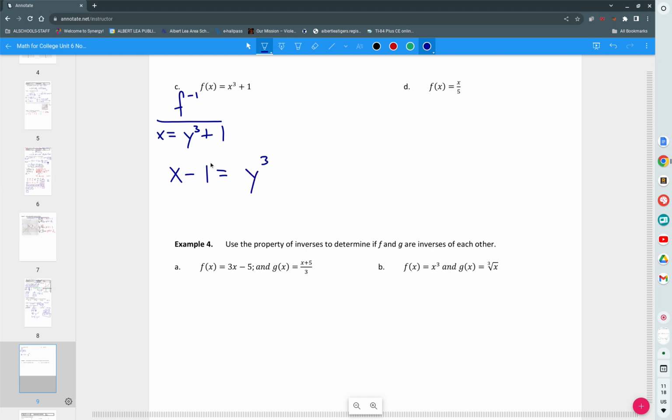How do we get rid of a cube? How do we get rid of a square? Square root it, right? So the way you get rid of a y cubed is you cube root it. And you get the cube root of x minus 1 is equal to y.